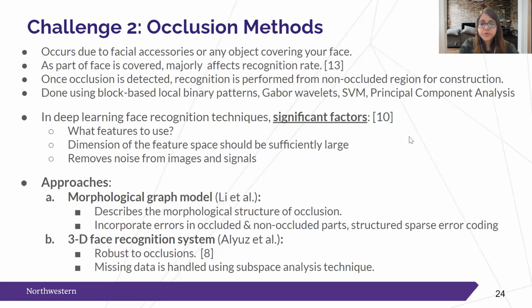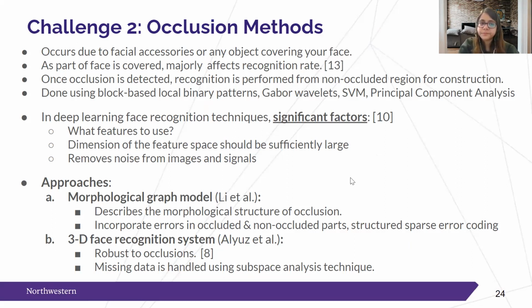The significant factors to consider when selecting the algorithm here are what features to use, the dimension of the feature space, which needs to be sufficiently large, and we need to remove noise from images and signals. Some state-of-the-art approaches proposed to deal with occlusion are a morphological graph model by Lee and a 3D face recognition system by Alyuz. These are robust to occlusions, and they are able to extract the non-occluded areas and detect the face in the image.